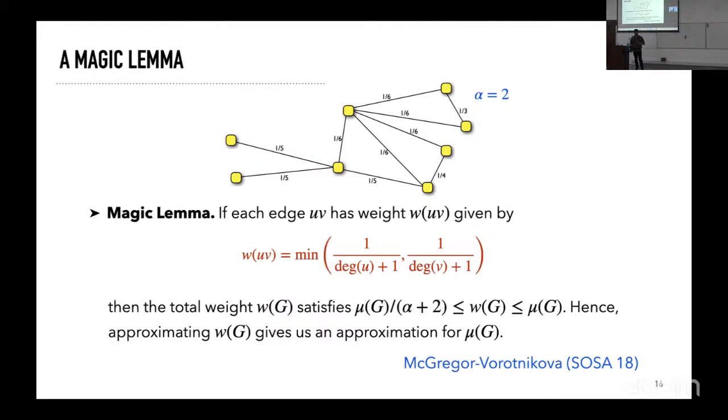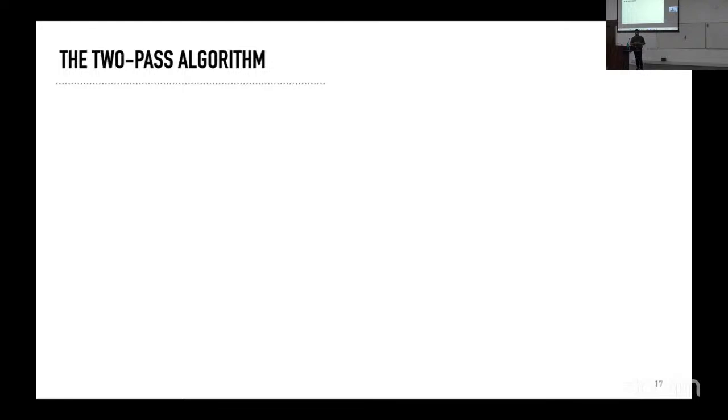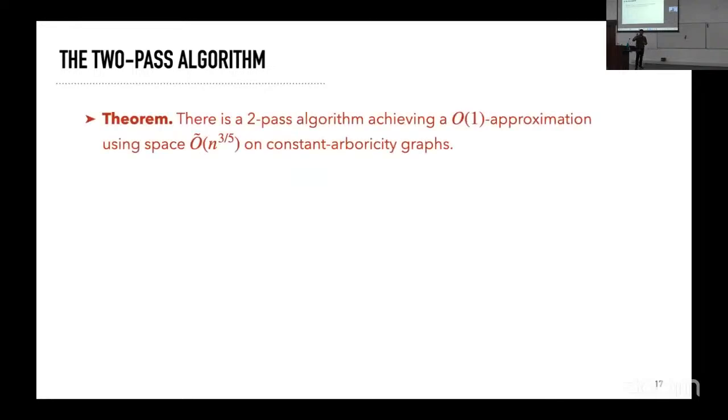Okay. So remember the magic lemma if you can, and then remember the slides from before, the part about the K-squared space algorithm. It's just those two tools that give you a sense of how to implement our two-pass algorithm. Our two-pass algorithm says that there's a two-pass algorithm through the stream that achieves a constant approximation of the maximum matching size using space n to the 3/5.